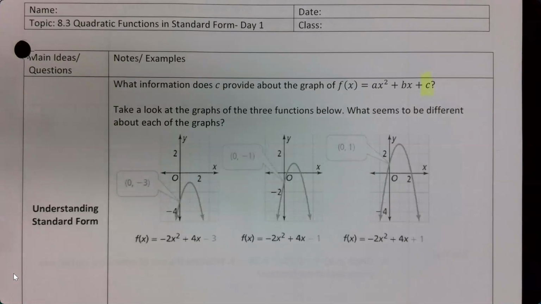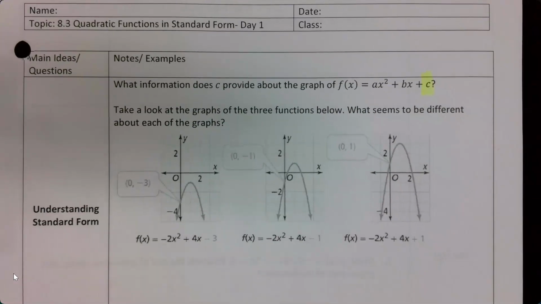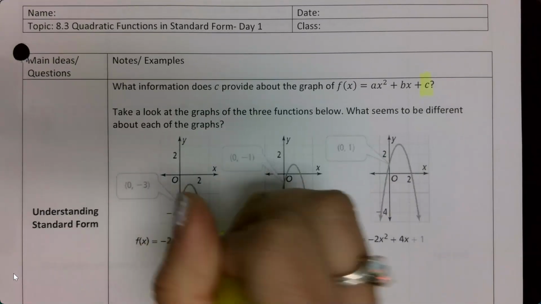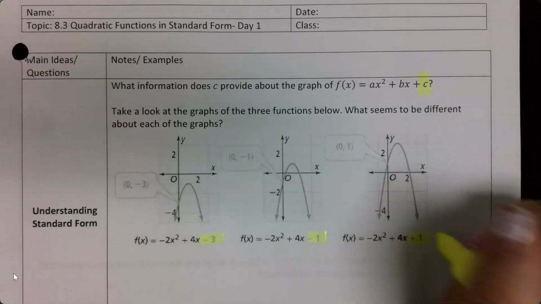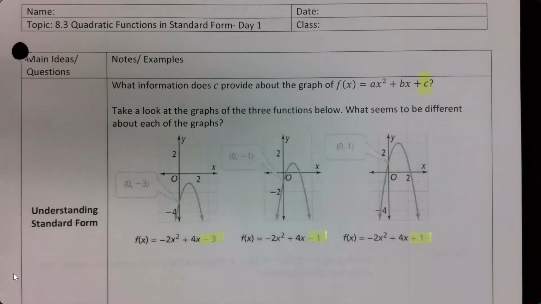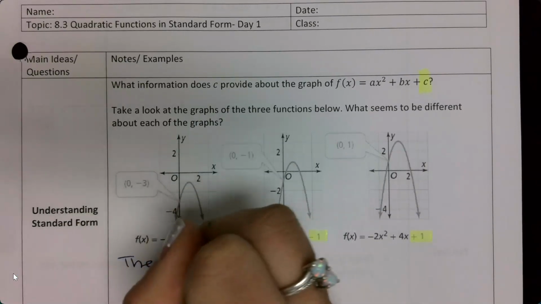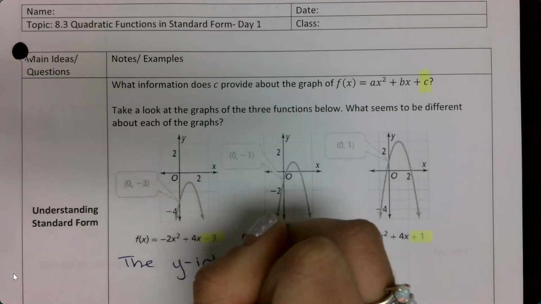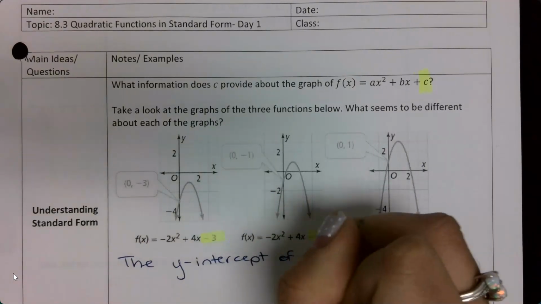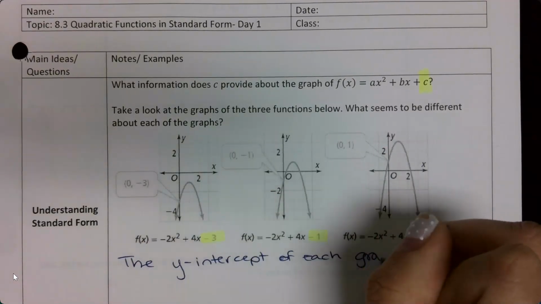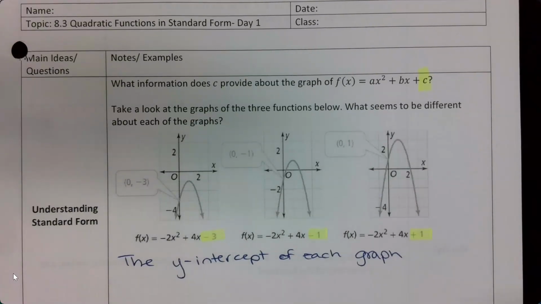So if I take a look over here, my equation, I have -3 at the end. On this one, I have -1 at the end, and on this one, I have +1 at the end. So looking at those three graphs, what is the number at the end changing? Yeah, it's changing the y-intercept. So the y-intercept of each graph matches the C value in standard form.